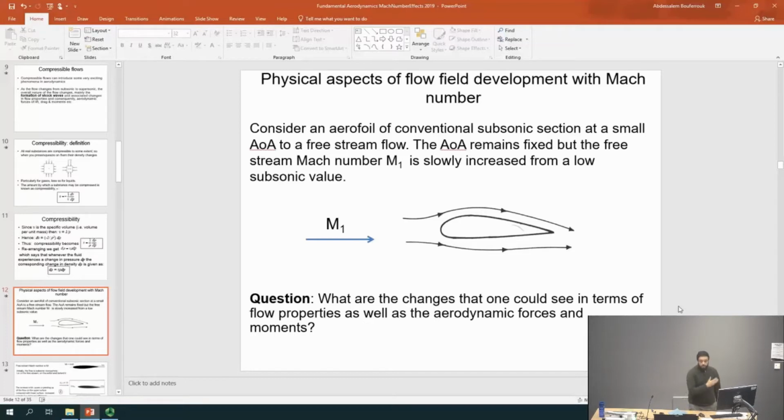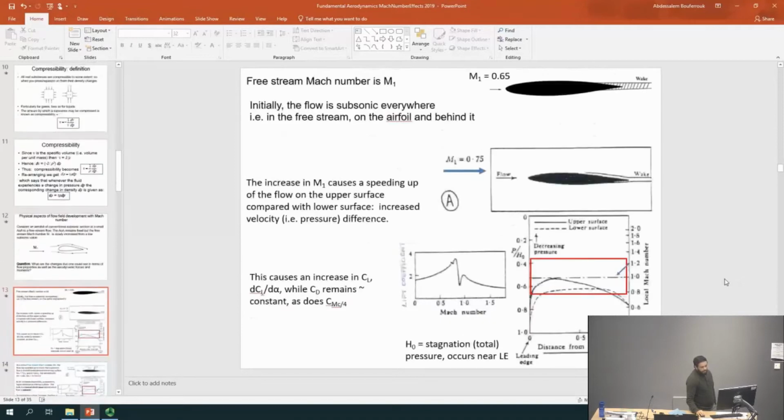Now, the changes I'm going to discuss with you, don't think they're always like this, because obviously they might depend on the geometry of the airfoil or the wing, the particular conditions, the angle of attack we started with, and so forth. Although the general behaviors are okay, don't take them to always be that way. Right, so let's start with a relatively low subsonic Mach number, M1 equal to 0.65.